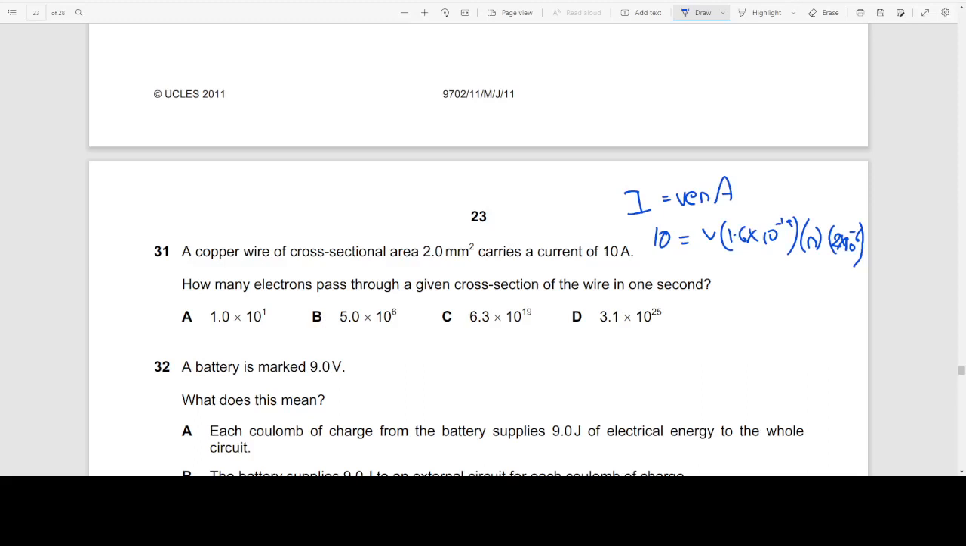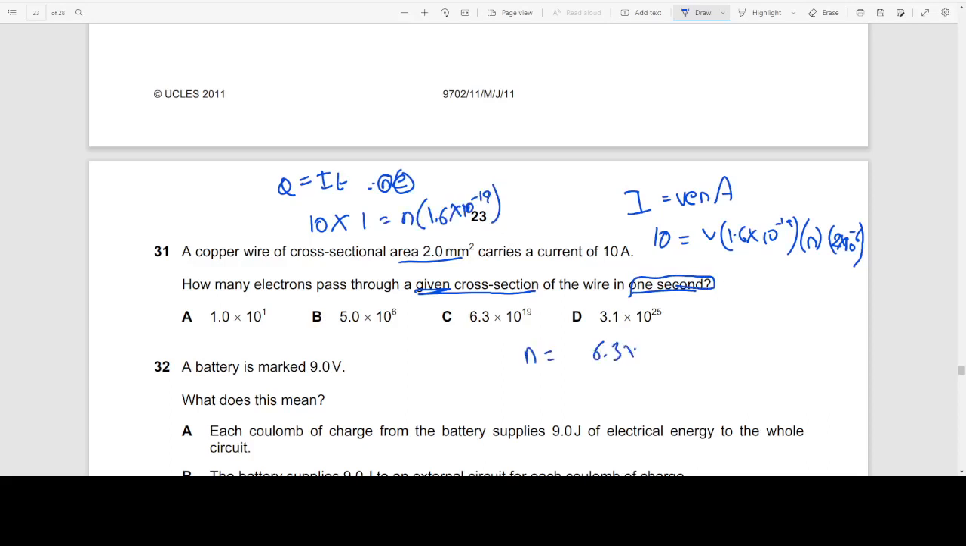Alright guys, I just realized we just have to find the number of electrons that pass through a given cross-section area in 1 second. So we don't have to consider the cross-sectional area. We can just use Q equals IT, where Q is the total charge, which is equal to NE. N is the number of electrons and E is the charge on one electron. So I is 10 ampere into 1 second, because you only have to find for 1 second, is equal to N into 1.6 into 10 raised to minus 19. So N is 6.3 into 10 raised to 19 electrons. That was actually a direct question.